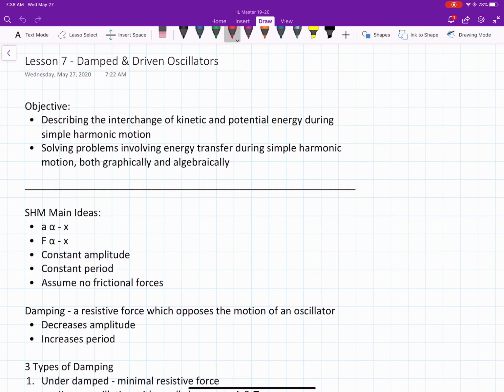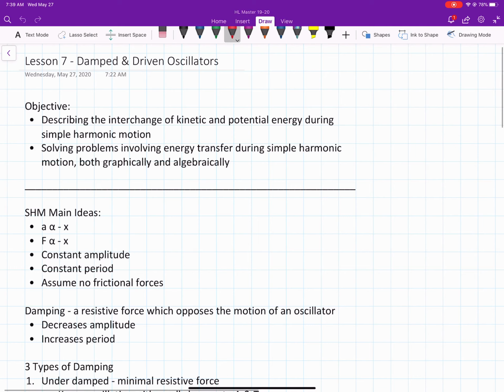This is our seventh and final lesson in the simple harmonic motion topic. This is about damped and driven oscillators. And as we start thinking about damped or driven oscillators, we should really compare to just simple harmonic motion oscillators, where we have a few main ideas.